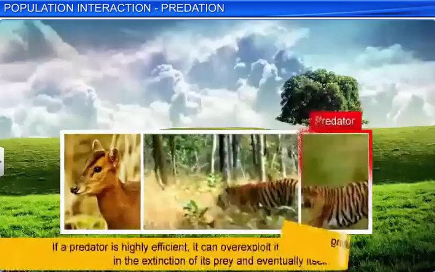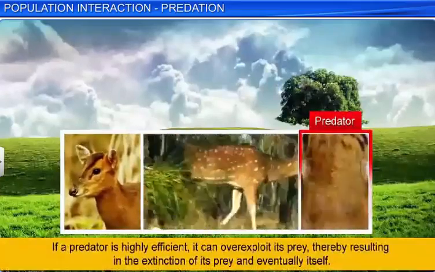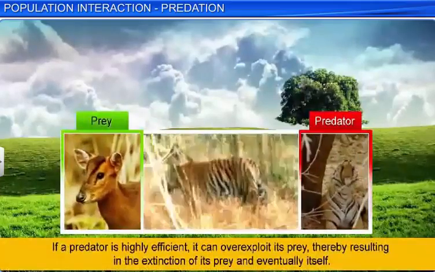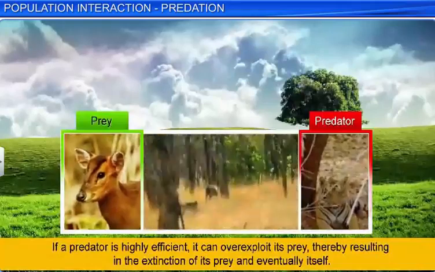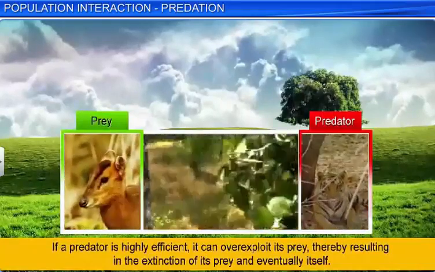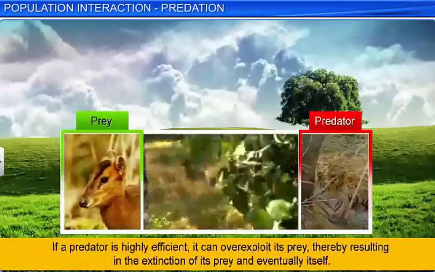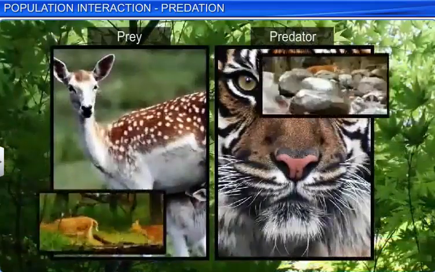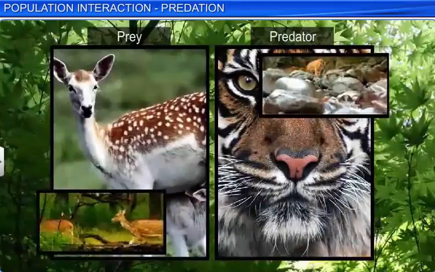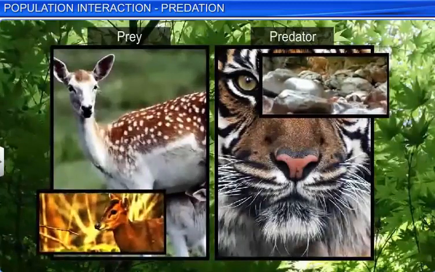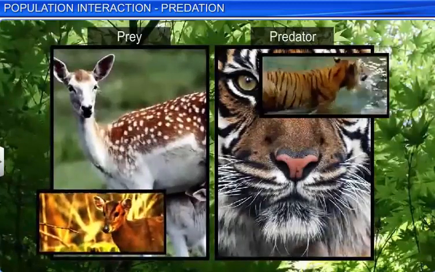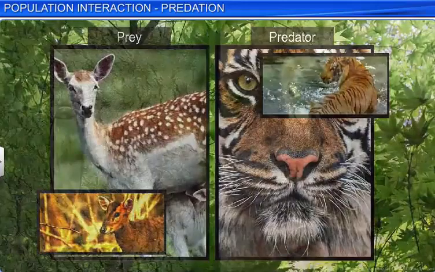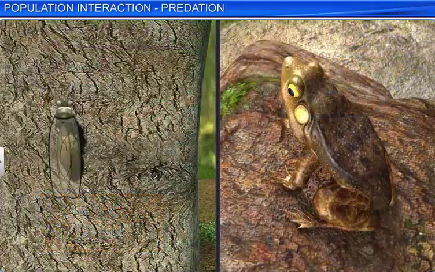If a predator is highly efficient, it can overexploit its prey, thereby resulting in the extinction of its prey and eventually itself. However, such a situation rarely occurs in nature, as predators are prudent. They do not kill too many prey and leave some for later. Several prey species too have evolved various defenses to lessen the impact of predation.